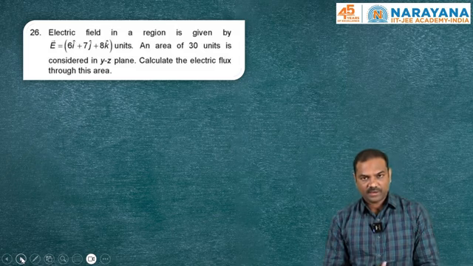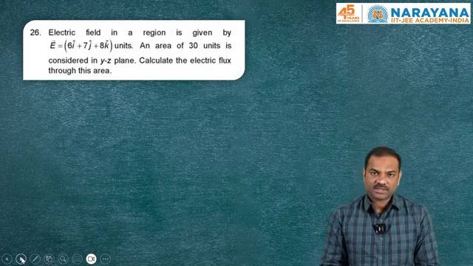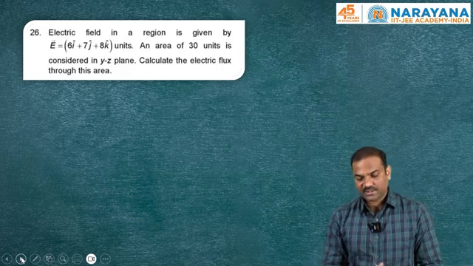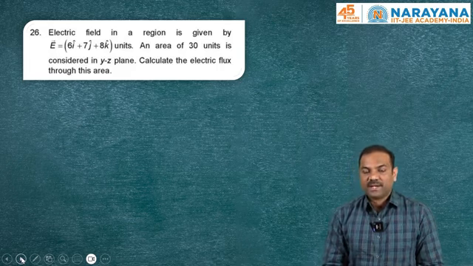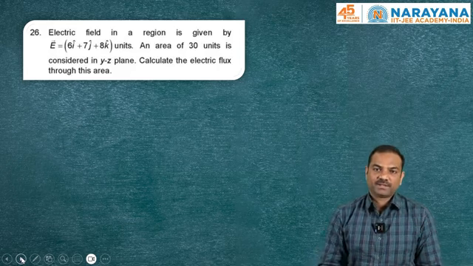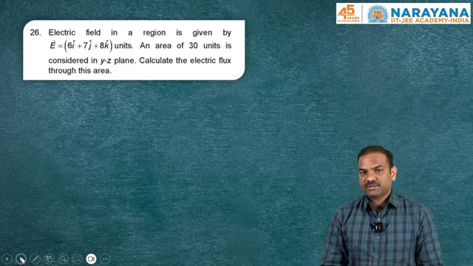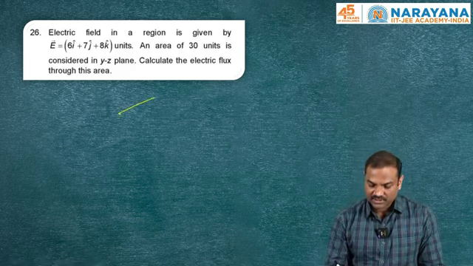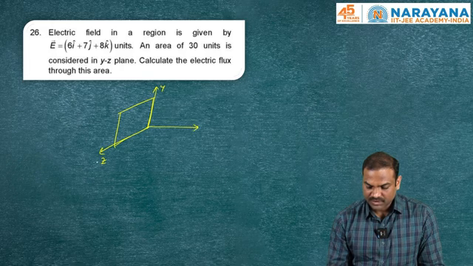They have given the electric field value, fortunately a constant electric field, and they have given the area of cross section also, which is 30 units. Okay, but that area is in the YZ plane. That is the important thing you need to notice. Then once you understood that YZ plane, see, this is the YZ plane, let us say, this is Y and Z.